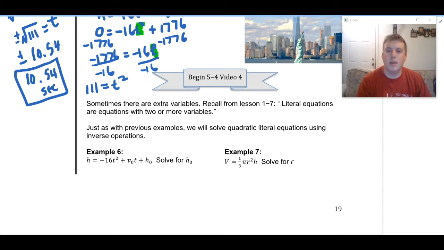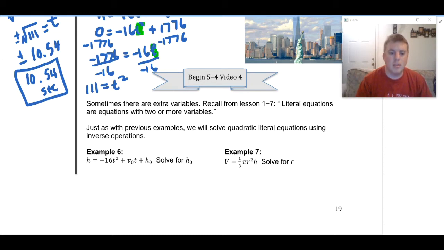We're going to use that same process here in literal equations that are going to deal with quadratics. We're still going to use inverse operations to get things by themselves, just like we did in our literal equations for 1-7. We just are going to start incorporating the square root into some of these. So let's go ahead and jump into some examples.